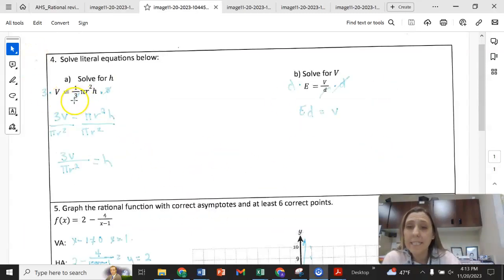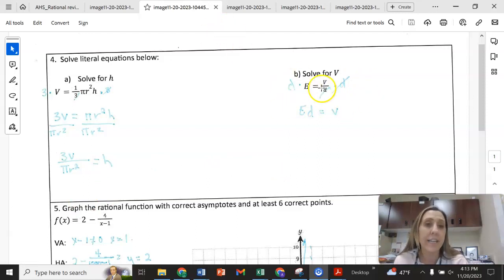Okay, so the first step I did is I multiplied both sides by 3, and I got 3v was equal to pi r squared times h. I could see that I was multiplying by pi and multiplying by r squared, so I divided both sides by pi r squared, and my final answer was 3v divided by pi r squared.